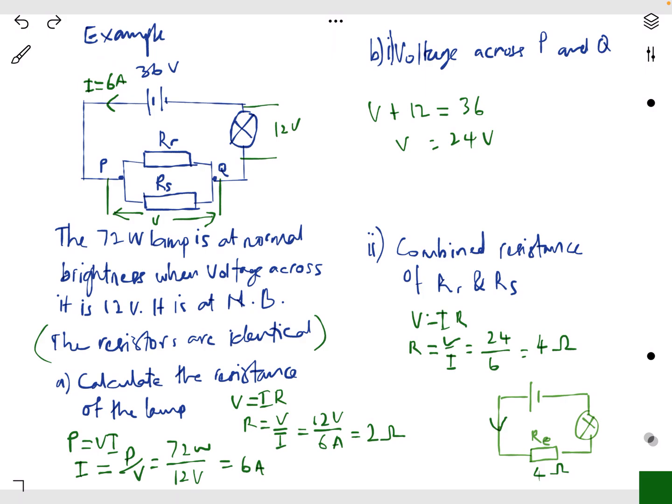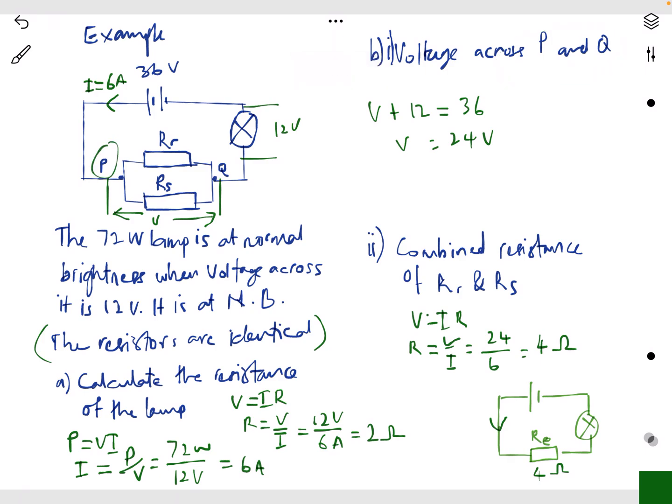And then in order to find the resistance, you can apply Ohm's law. So R equals V over I. So the voltage is 12 from here, and the current is 6 ampere. Why 6 ampere? Because the current that flows from here will flow through the lamp also. That is why you can write 6A here, and then you will find the resistance of the lamp is 2 ohm.